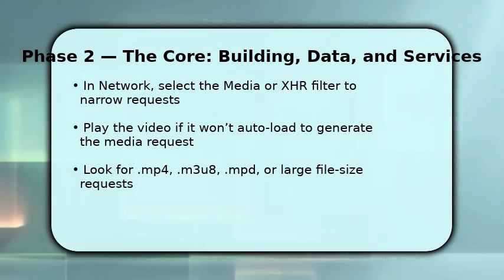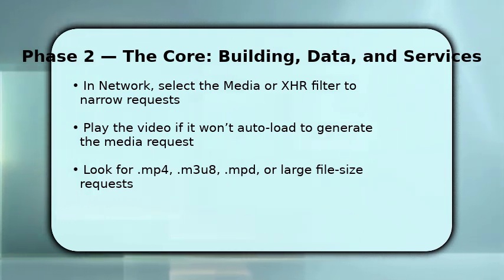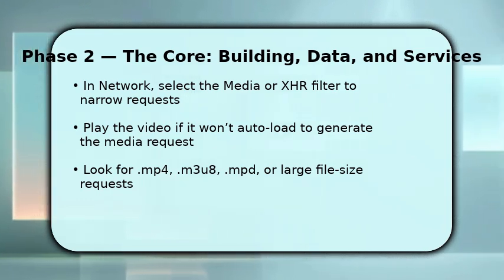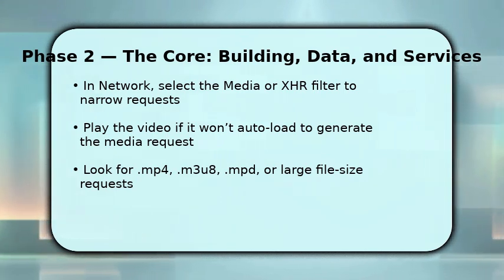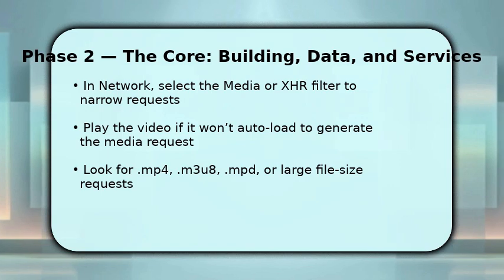You may need to click play on the embedded player so the browser requests the video stream. Do that. Watch for requests labeled MP4, M3U8, MPD, or unusually large files. Those are your targets. Click a candidate request and inspect the headers and response tabs to verify content type is video. This is the crucial middle step. You're confirming which request actually carries the playable media.